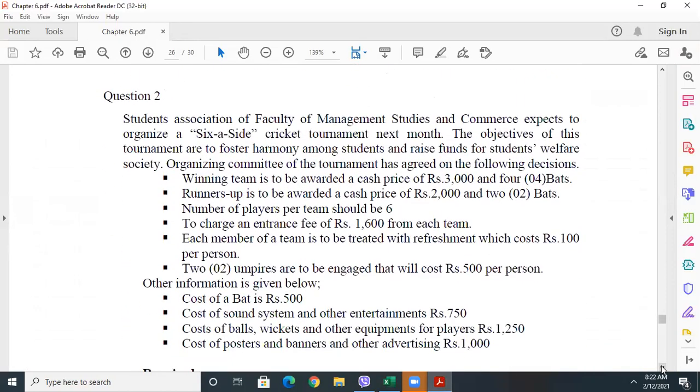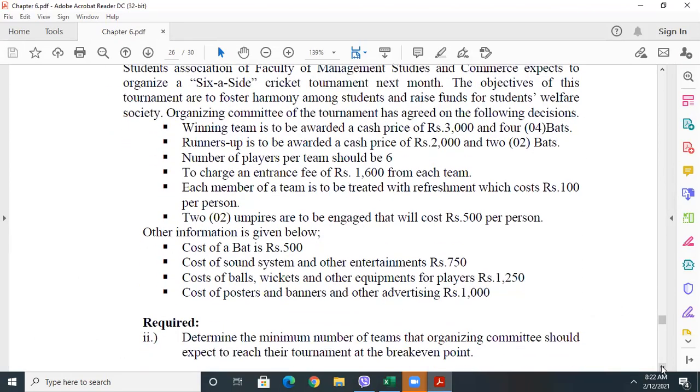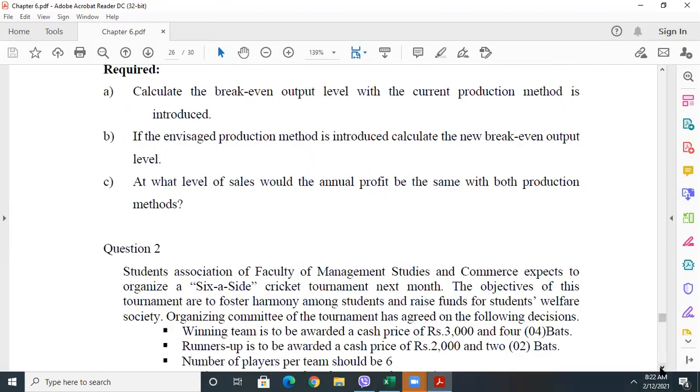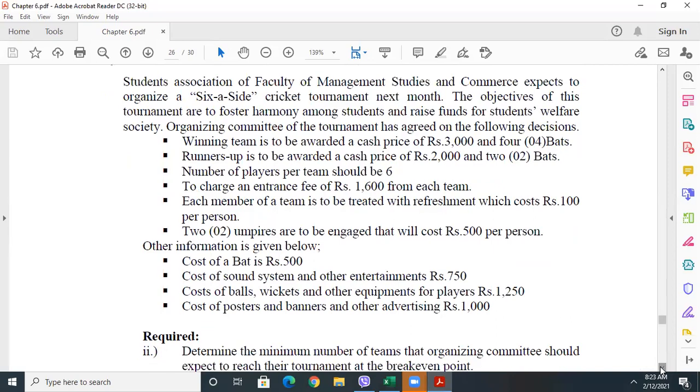Okay, so let's take question number 2. Right, let's read that. Students Association of Faculty of Management Studies and Commerce expect to organize a 6-a-side cricket tournament next month. The objectives of this tournament are to foster harmony among students and raise funds for the Students' Welfare Society. So that is driven by a welfare purpose. The organizing committee of the tournament has agreed on the following decisions.